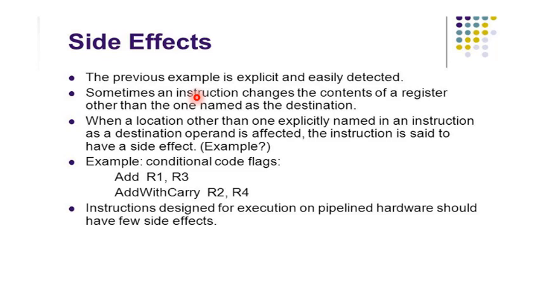In addition to storing new data in its destination location, the instruction changes the contents of a source register used to access one of its operands. All the precautions needed to handle data dependency involving the destination location must also be applied to the registers affected by an auto-increment or auto-decrement operation. When a location other than the one explicitly named in an instruction as destination operand is affected, the instruction is said to have a side effect.